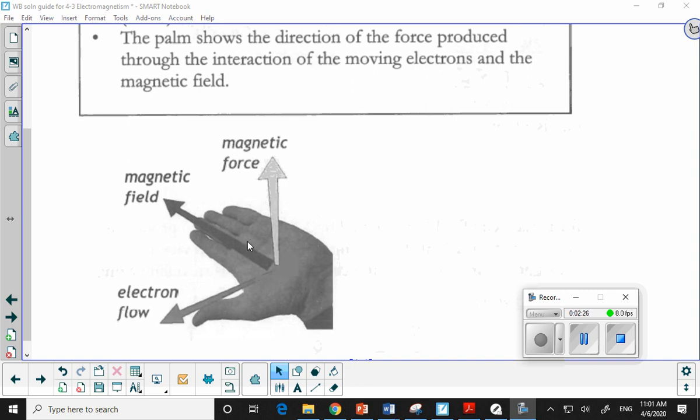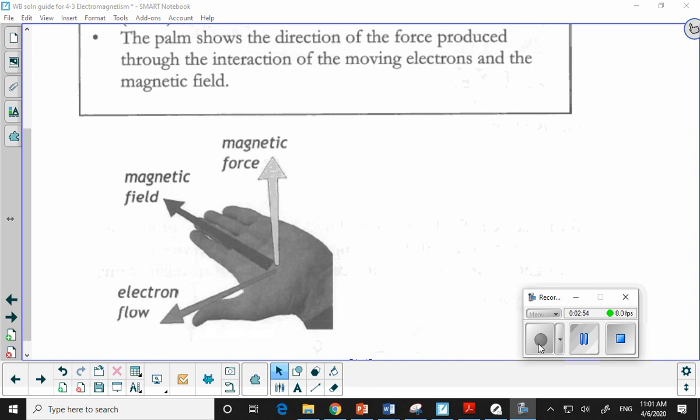Notice that all three of these are perpendicular to the other two. Each one of these is perpendicular. So the electron flow is perpendicular to magnetic field and force. The field is perpendicular to the charged particle flow and the force. And the force is perpendicular to the field. So they all three have to be one in the x, one in the y, one in the z. That'd be your x, that'd be your y, that'd be your z planes.